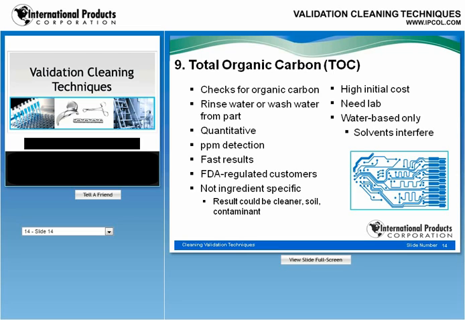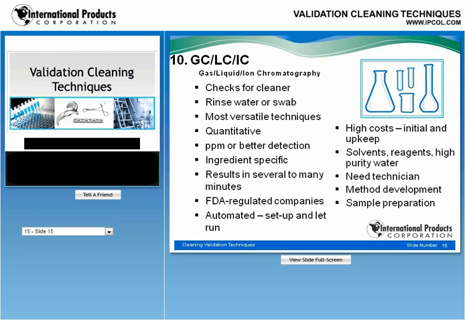The last cleaning validation technique I'd like to talk about are gas, liquid, and ion chromatography. These instruments check for cleaner concentrations. Typically, what's analyzed is rinse water or swab. They're the most versatile techniques available, providing quantitative results in the parts per million or even parts per billion concentrations. They do evaluate specific cleaner ingredients, and once the instruments are set up, results are available in several to many minutes. These are run predominantly by FDA-regulated companies.